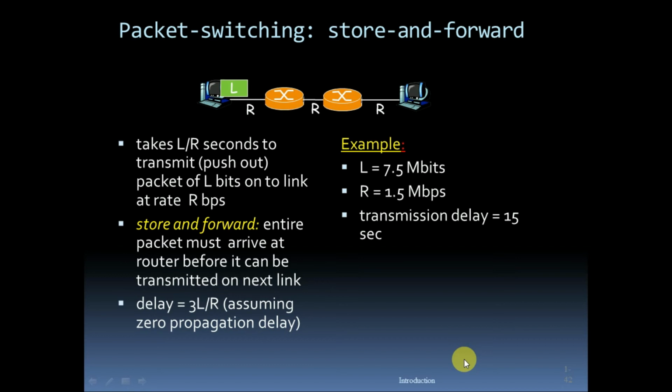Store and forward: it takes L/R seconds to transmit a packet of L bits onto the link at a rate of R bps. In store and forward, the entire packet must arrive at the router before it can be transmitted on the next link. So how can we find the delay? The delay formula is 3L/R, assuming 0 propagation delay. For example, L is equal to 7.5 megabits and R is equal to 1.5 megabits per second. Transmission delay is equal to 15 seconds.